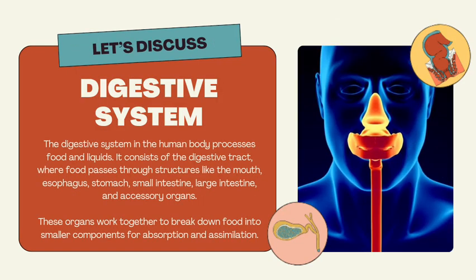As said earlier, the digestive system in the human body processes foods and liquids. It consists of the digestive tract where food passes through structures like the mouth, esophagus, stomach, small intestine, large intestine, and some accessory organs.